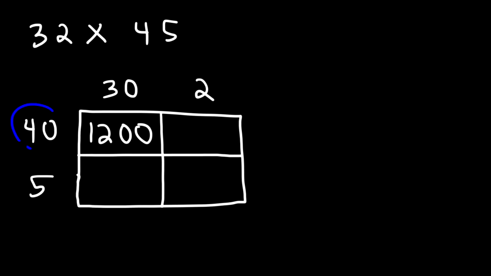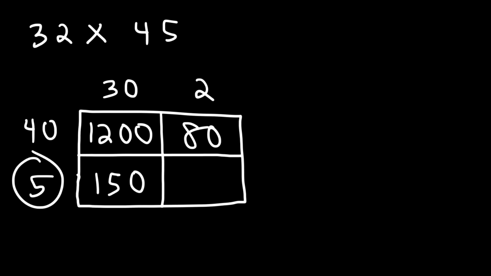Next, let's multiply 40 by 2. 40 times 2, well, 4 times 2 is 8, so add the 0. 40 times 2 is 80. And then we have 5 times 30. 5 times 3 is 15. Add the 0, you get 150. And then 5 times 2 is 10.